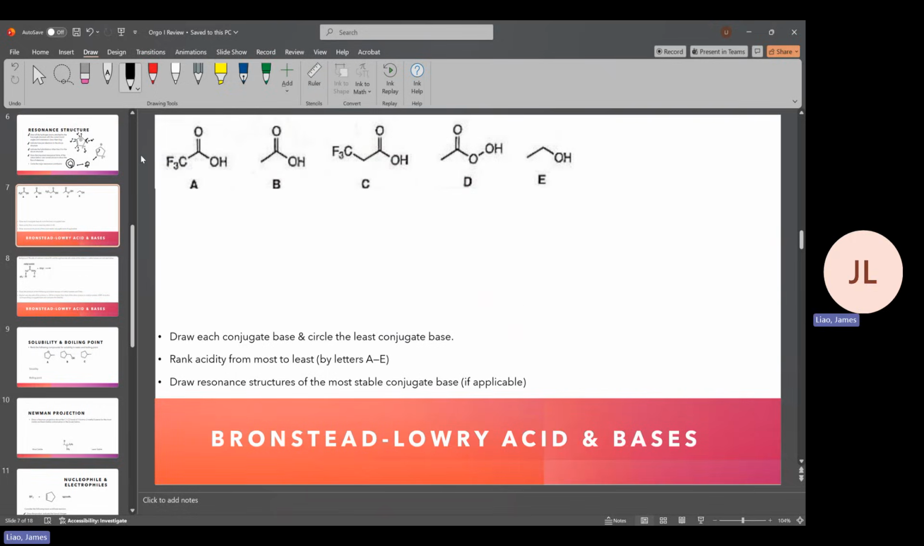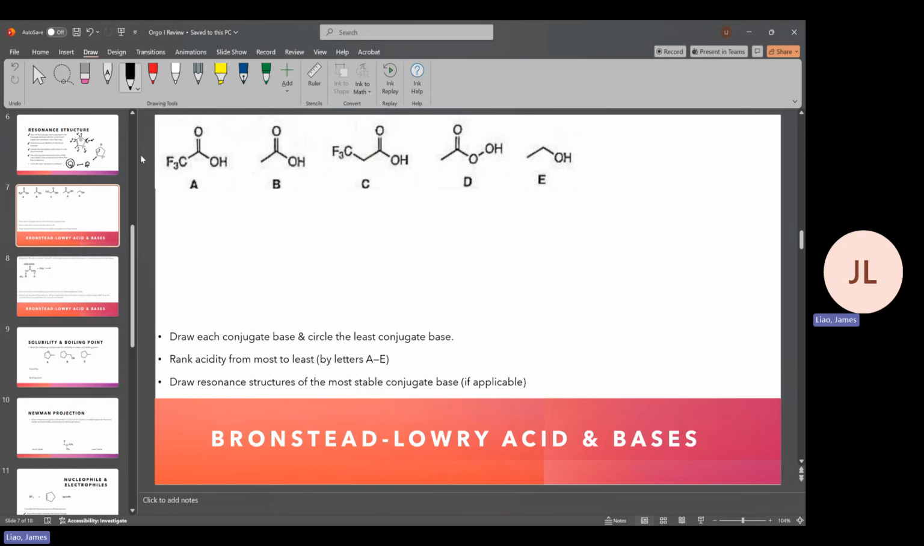Here's the third question. This is involving Bronsted-Lowry acids and bases. There's three parts. We have these five molecules right here, and we need to draw the conjugate base and circle the least conjugate base. Then we need to rank the acidity from most to least, and then draw the resonance structures of the most stable conjugate base, if possible.